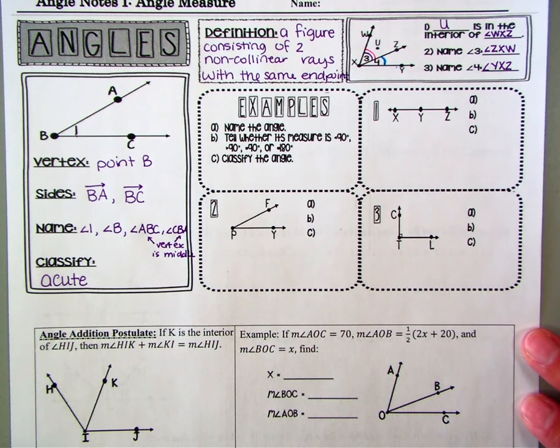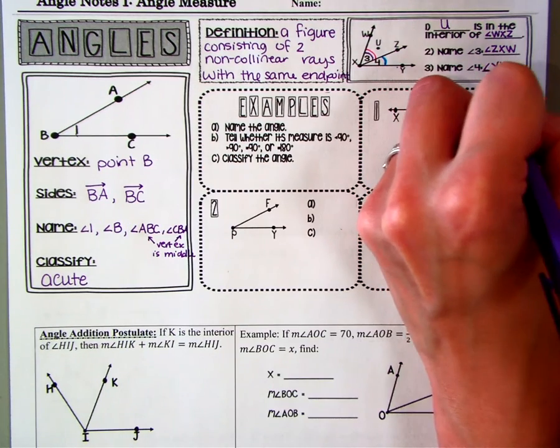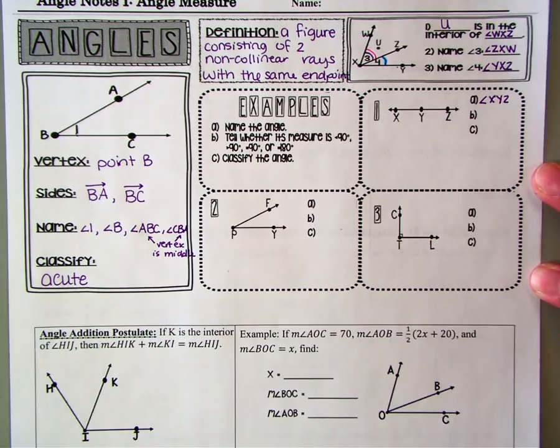So number 1, name the angle. The vertex has to be in the middle. So we've got Y, so we can name it XYZ. You could also say ZYX. Tell whether its measure is less than 90 degrees, more than 90 degrees, equal to 90, or equal to 180.